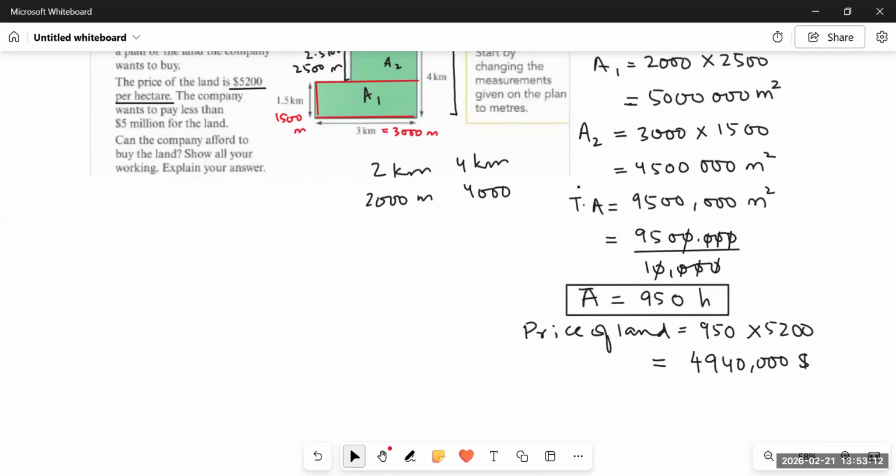So the price of the land, after discovering it, we come to know that the company is willing to pay less than $5 million. And since the cost of the land is also less than $5 million, so the company can easily afford to buy the land. And that's all. Here we have completed this exercise.